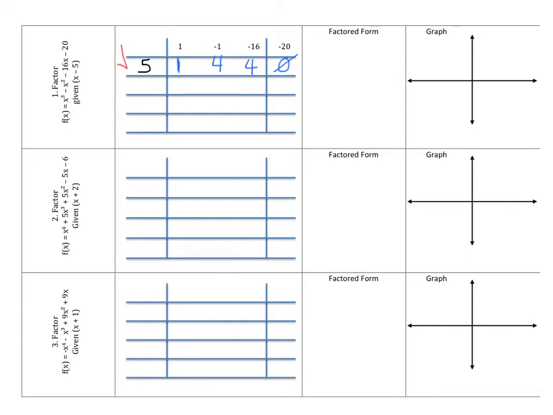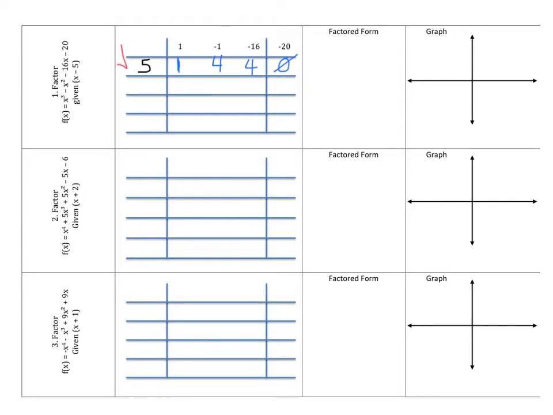Now, to figure out what binomial I should divide by now, I'm going to look at this final constant number, so 4. And I'm going to have to identify what are some possible factors of 4. So some possible factors of 4 are 1, 2, 4, negative 1, and so on. And this is where a little bit of educated guessing comes into play. We're going to try some of those factor numbers to see if any of them result in a remainder of 0 when divided into 1, 4, and 4.